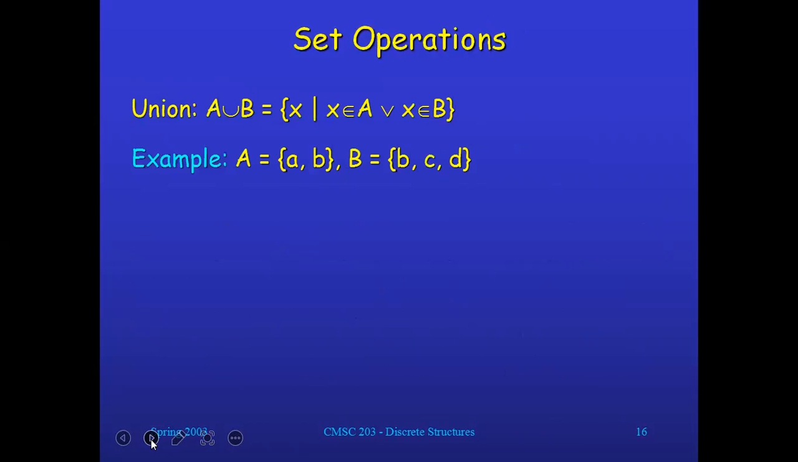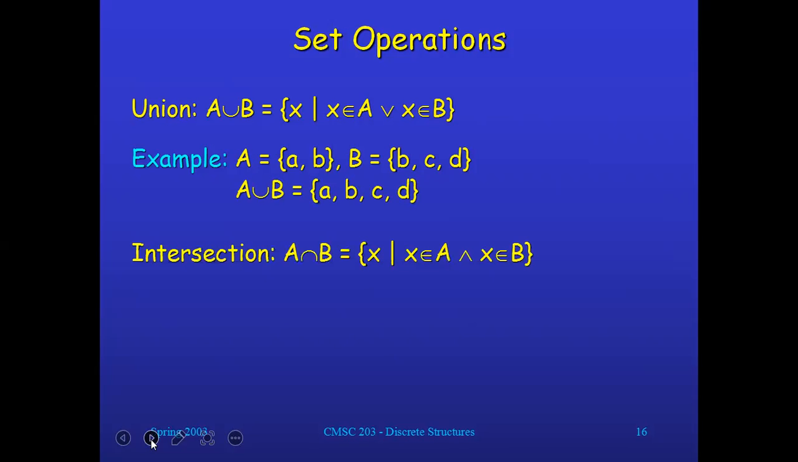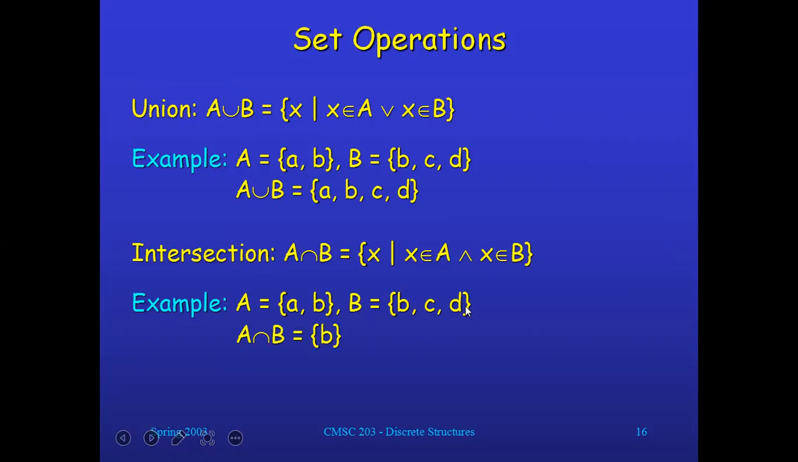So union can be written as this: A union B equals {x such that x belongs to A or x belongs to B}. We have also defined this earlier. Intersection will be similar: x belongs to A and also x belongs to B. For example, A intersection B will be the common elements. So for cardinality, the number of elements of A union B will be the number of elements of A plus the number of elements of B minus the common elements.